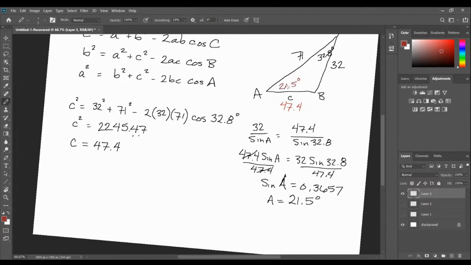And I expect the smallest angle to be opposite the shortest side. So that makes sense. This third angle would just be 180 minus those two, minus 32.8 and minus 21.5, and I get 125.7 for angle B. So that's how we would solve that.